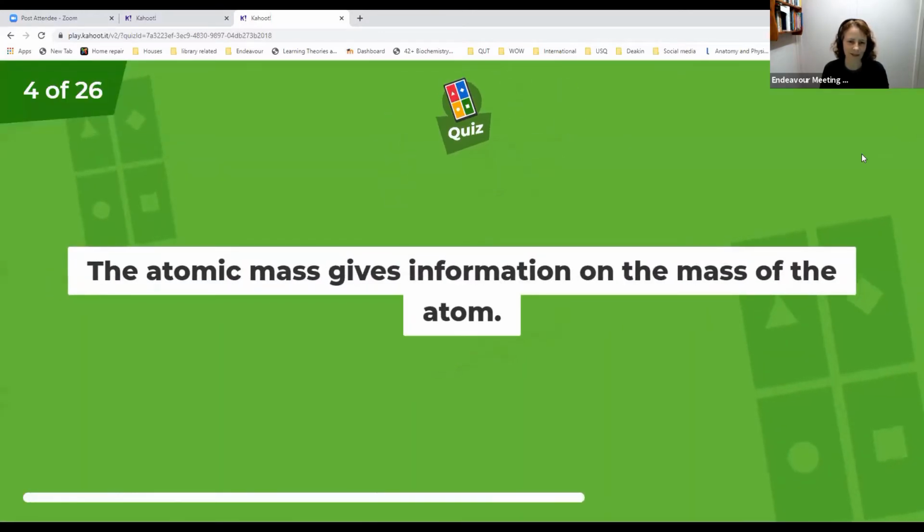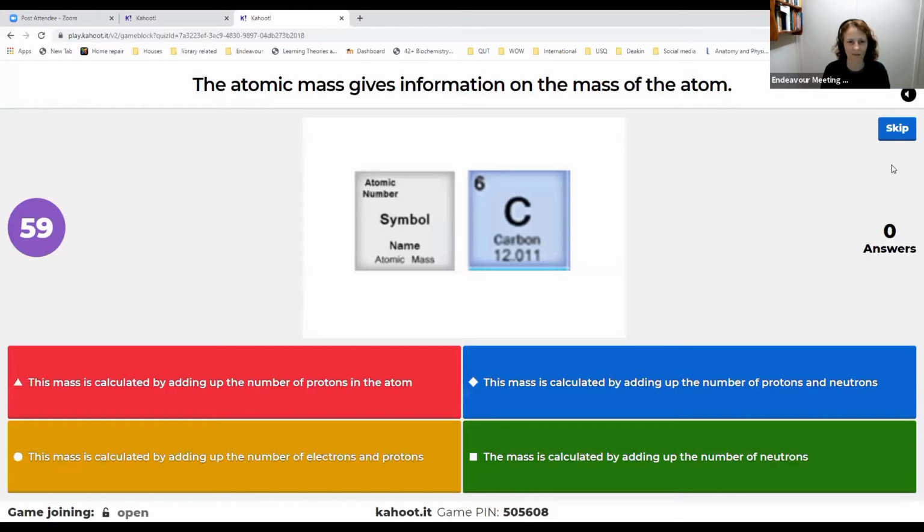So the atomic mass gives us information on the mass of an atom. Which of the statements is correct?